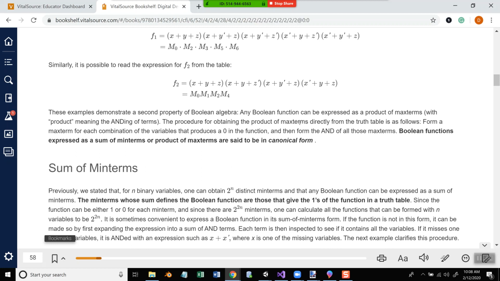And here's the second property, Boolean algebra. Any Boolean function can be expressed as a product of max terms, with the product meaning the anding of the terms. And the procedure for obtaining the product of max terms directly from truth tables is as follows. Form a max term for each combination of the variables that produces a 0 in the function. And then form the and of those max terms.